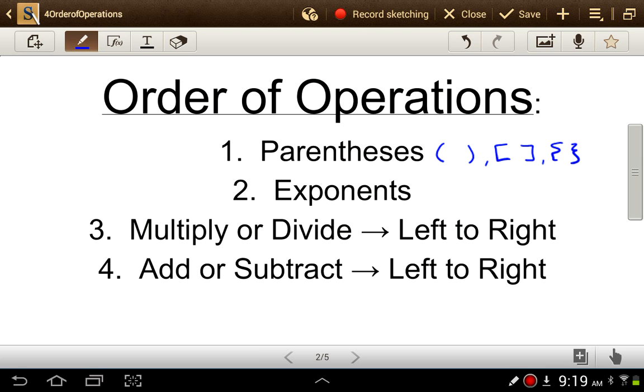Once you're done with multiplying and dividing, finally you're going to do your adding or subtracting. Again, left to right. So you have to pay attention to what order the numbers are written in. Okay, so make sure you write down your order of operations and what order you're going to do them. When you're done, we're going to move on to the next slide. If you need to pause, go ahead and do that now.